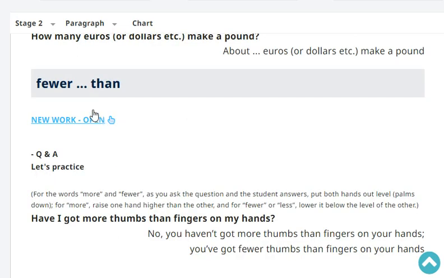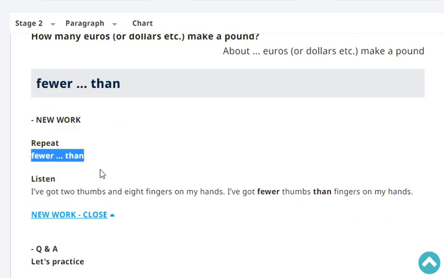Next, repeat. Fewer than. Fewer than. Very good. Okay, listen. I've got 2 thumbs and 8 fingers on my hands. So I can say I've got fewer thumbs than fingers on my hands.